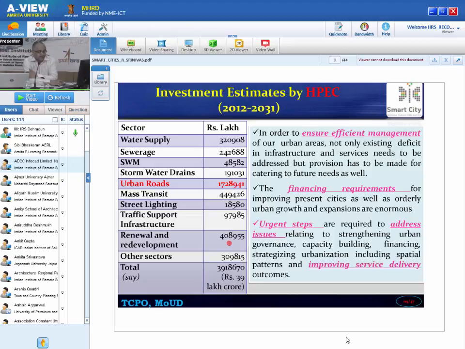And therefore, steps are required to address issues relating to strengthening urban governance, capacity building, financing strategies, strategizing urbanization, including spatial patterns, and improving service delivery outcomes.